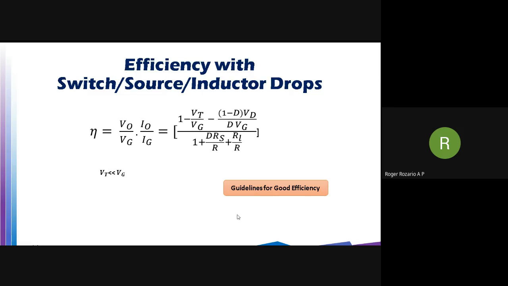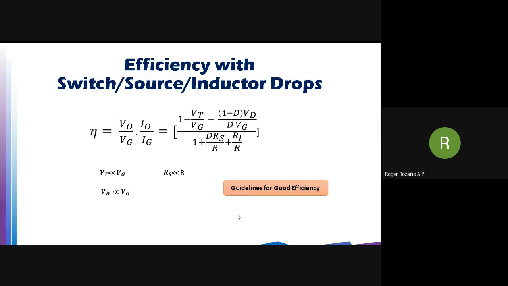The guidelines for good efficiency are, in the numerator, the transistor voltage drop should be less than the input voltage Vg. This is the first guideline for achieving a better efficiency in the DC to DC converter. The second guideline is your diode voltage drop should be less than the output voltage V0.